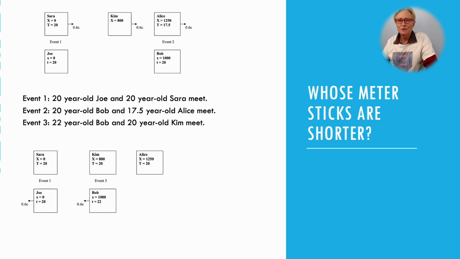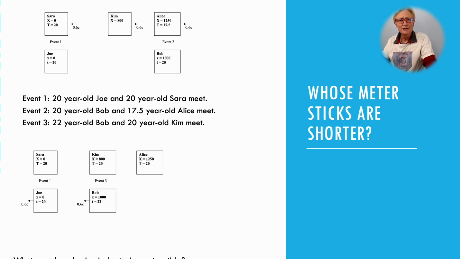But the sisters are all the same age, so they say event 2 happened 2.5 years before event 1. The event that happened at the same time as event 1 is event 3. So from their perspective, it's the brothers' meter sticks that are short, since the brothers measure the distance between them to be 1,000 kilometers, while the sisters measure it to be just 800 kilometers.